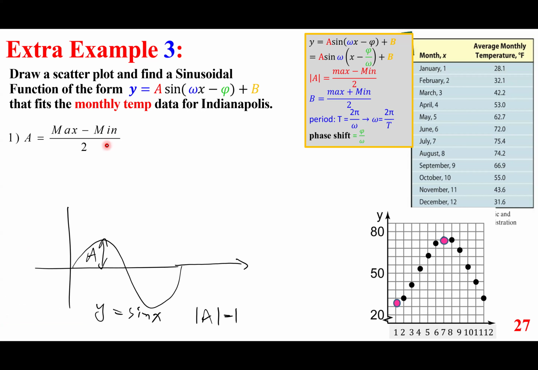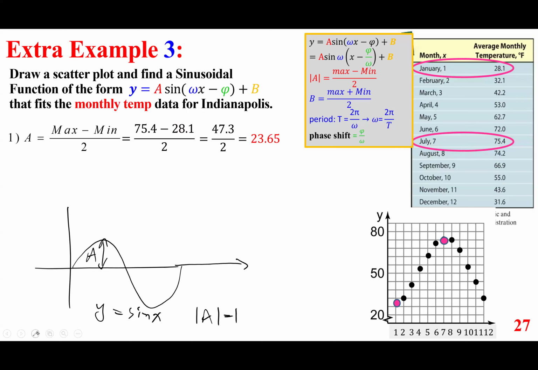So the maximum and minimum have the following values. January 1st, 28.1, or January just 1, okay? January 1st, we're going to go with 1. So 1, 28.1, that's the minimum, and that's the maximum. So basically 75.4 minus 28.1 divided by 2. That would be the first one. You do the math, you get 47.3 divided by 2 is 23.65.